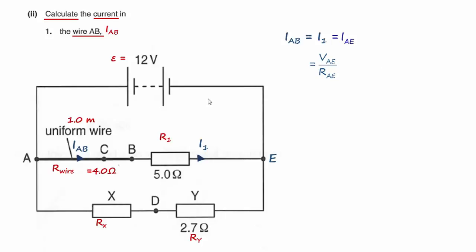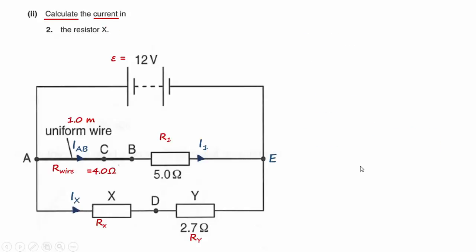We note that the PD across AE is equal to the PD across this top branch, which is the EMF of the cell. Hence, we can write VAE to be the EMF of the cell and RAE as the resistance of wire AB plus the resistance of R1. We know that the EMF of the cell is 12 volts, RAB is 4 ohms, and R1 is 5 ohms. Putting it into the calculator and computing, you should be able to get the answer as 1.33 amps.